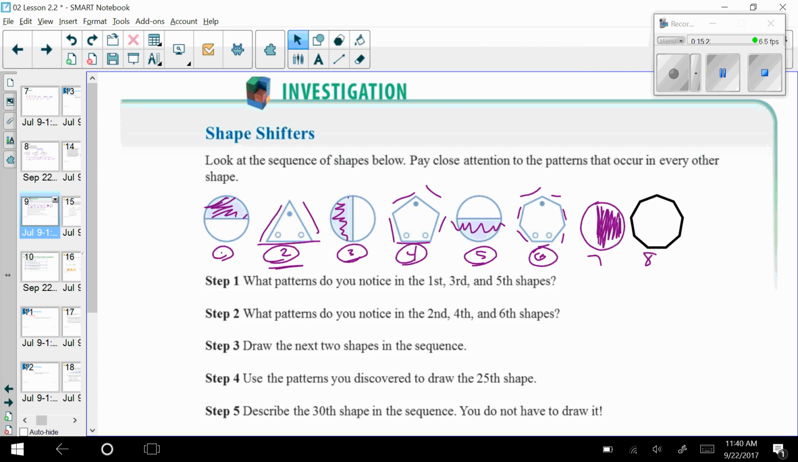So the 8th shape would have 9 sides, but what else about the 8th shape? We've got 3 little circles. One at the top, which actually is going to be filled in.